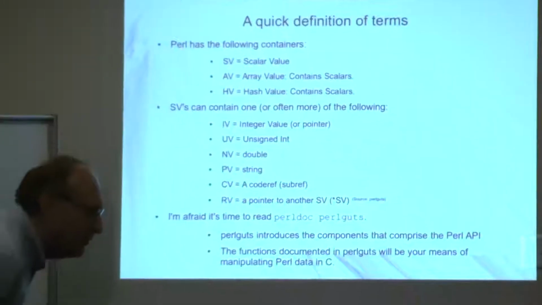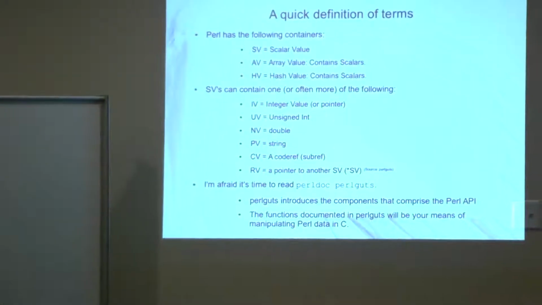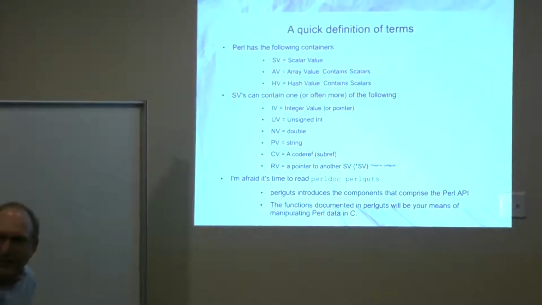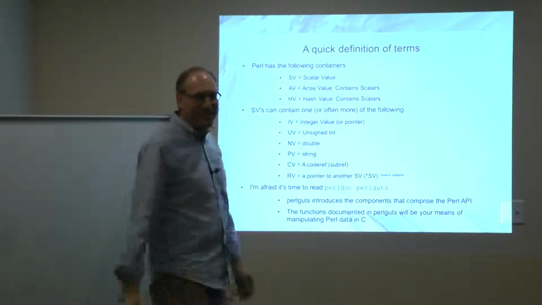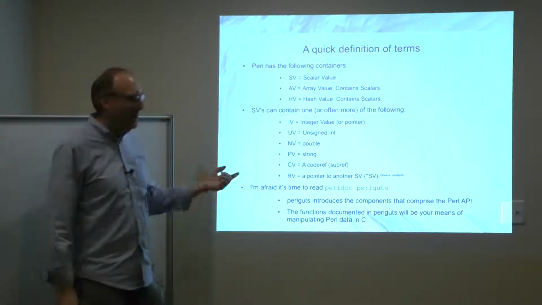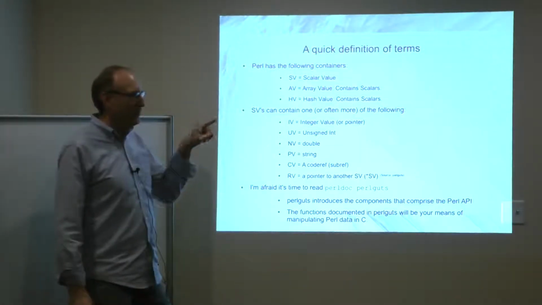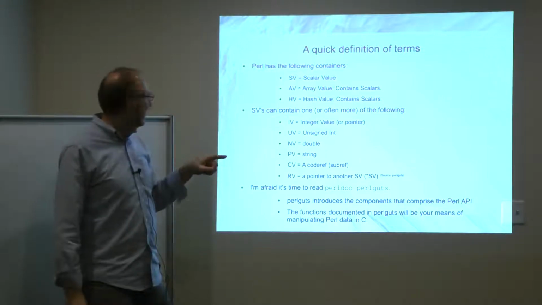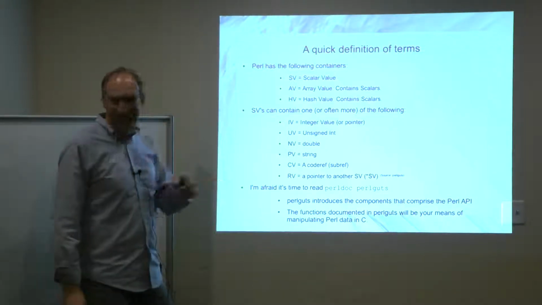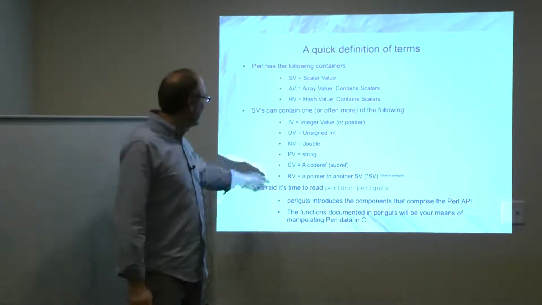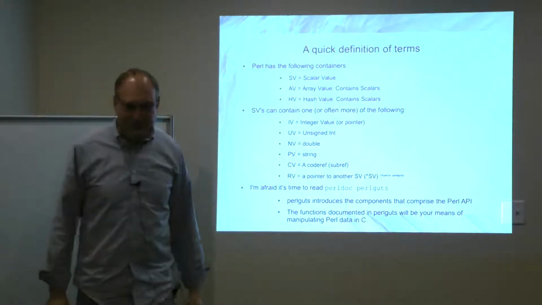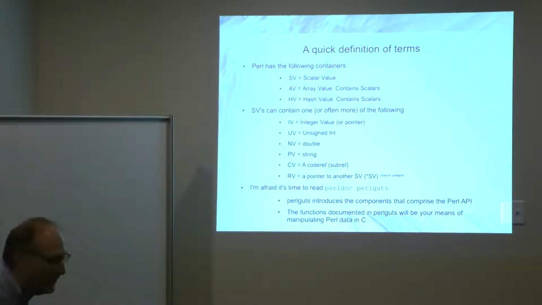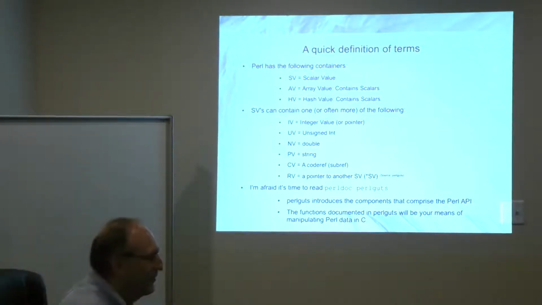Some variables are even dual. What do you call it? Dual valued, dual typed. Yeah, like the one that you get from die, dollar bang, which contains an integer value and a PV, and they're not the same thing. The integer value will be your error code, and the PV will be a description of the error, and they're completely different.